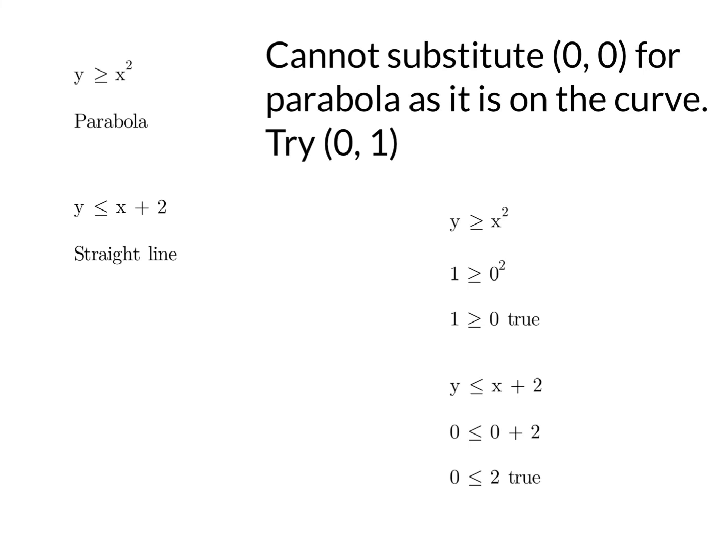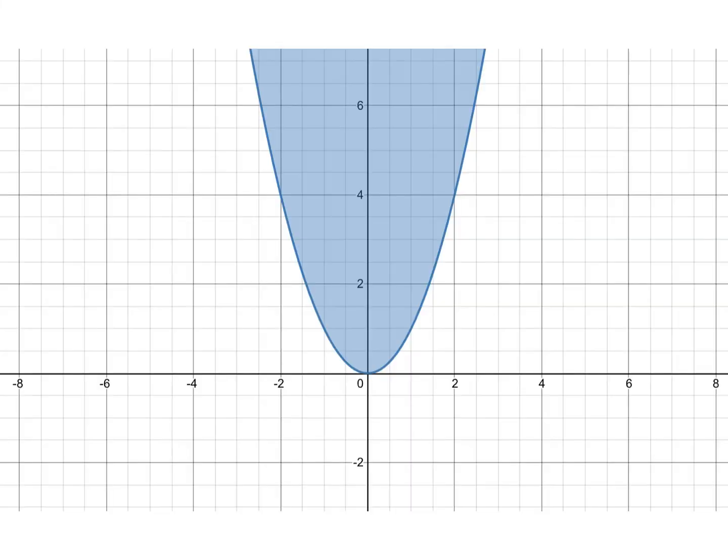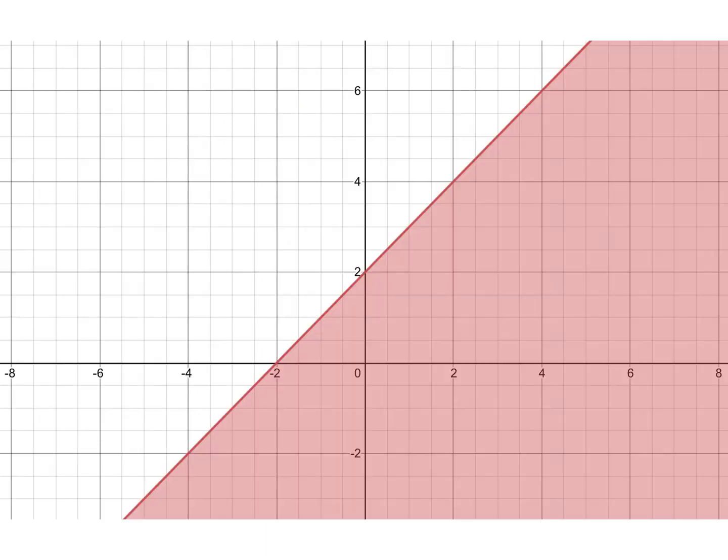Y is less than or equal to x plus 2, we sub in 0, 0. 0 is less than or equal to 0 plus 2. 0 is less than or equal to 2. That is true. So therefore we shade so that the line includes 0, 0. So there's our parabola with 0, 1 as inside the parabola being shaded because it was true. There's our line, y equals x plus 2. 0, 0, remember it was true, so we shade the part that includes it.